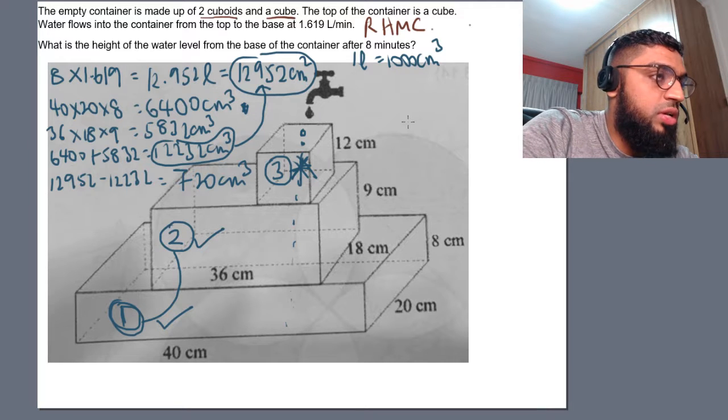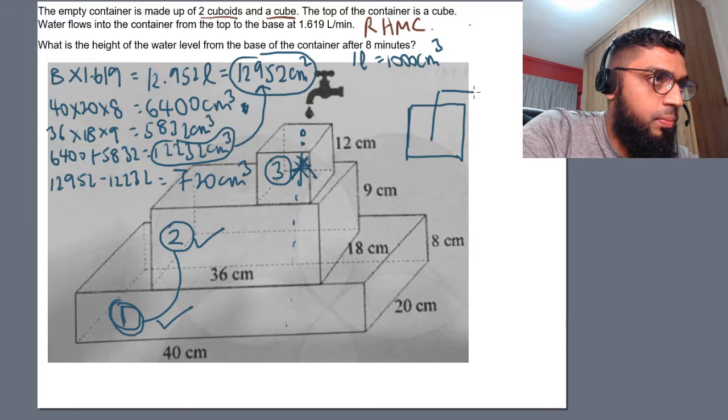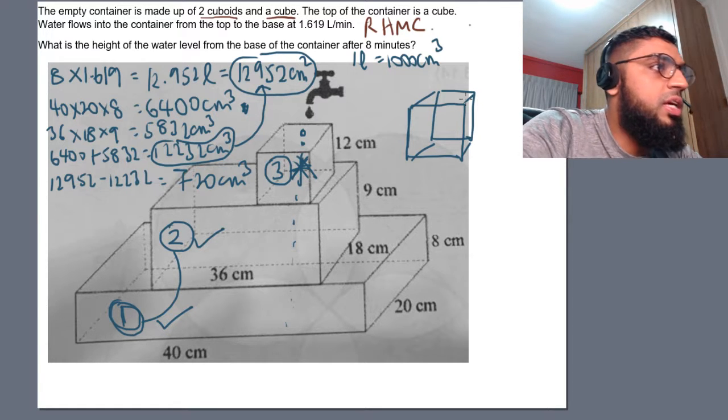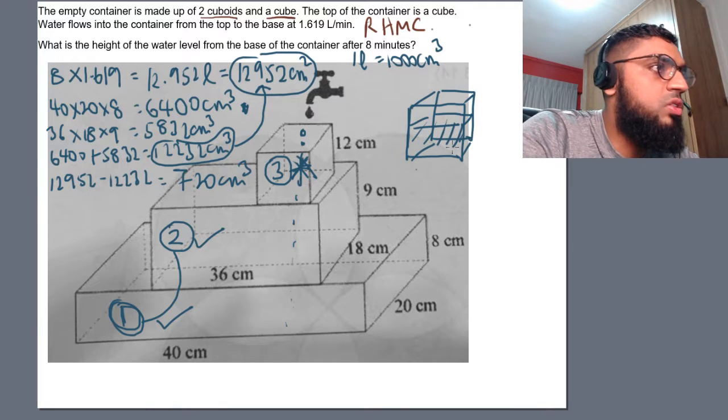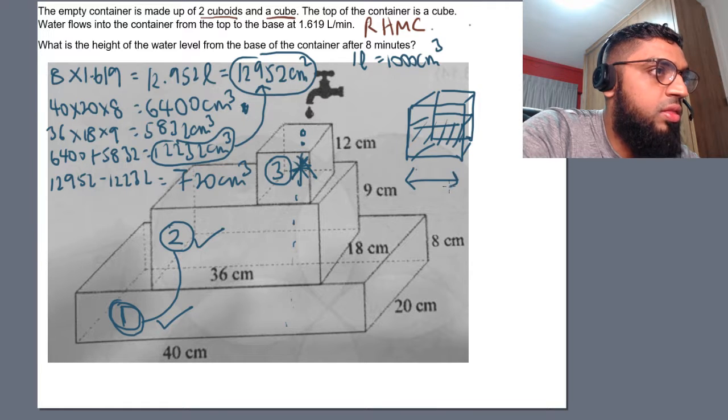So this means that in my cube I have 720 cubic centimeters of water. Let's draw the cube out. This is your section number 3 also. This is your cube, and in this cube we have 720 cm cube of water. So this part here is all made up of water. Now the cube's height is 12 centimeters, which means that the length and the breadth are also 12 centimeters.